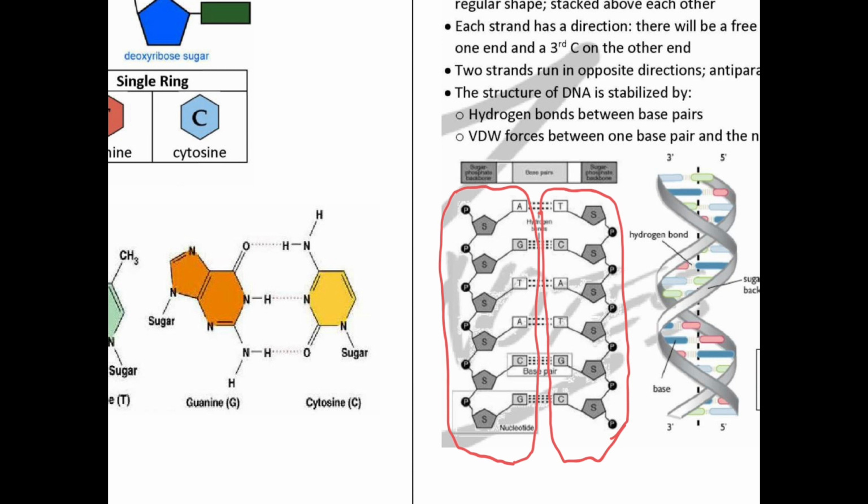So remember the facts here. A and T is one pair, G and C is one pair. A and T has 2 hydrogen bonds, G and C has 3 hydrogen bonds. So you have to remember it.